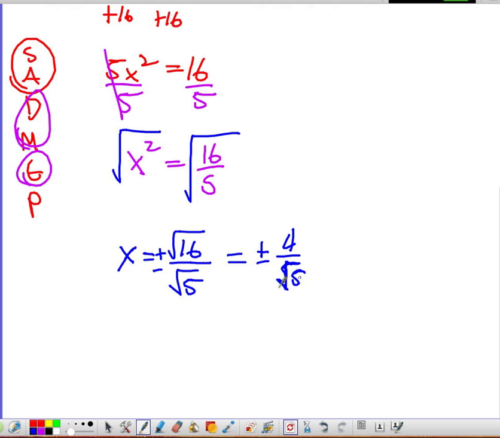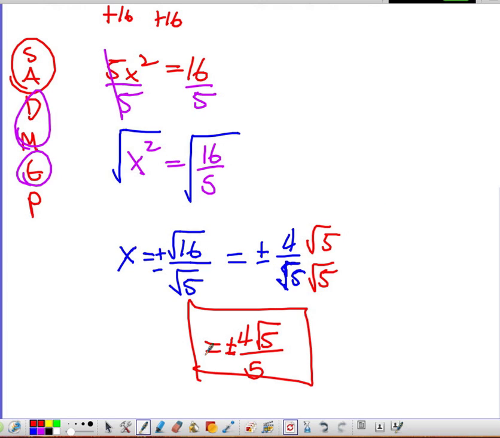Notice that we still have a square root in the denominator, so we need to rationalize the denominator by multiplying both top and bottom by the square root that we have here. And so we get 4 times the square root of 5 over 5, plus or minus. There we go. That is the final answer.